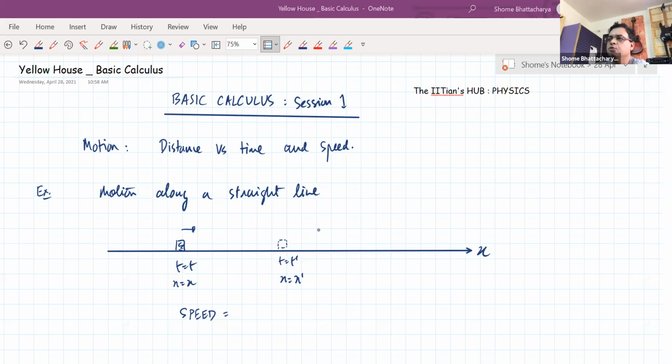Speed is the distance moved by the body in unit time. That's the answer by Archit. Very correct, very precise. Distance traveled in unit time. Distance traveled by a body in a time interval. That is the answer given by Shubham, Yash, Siddharth.